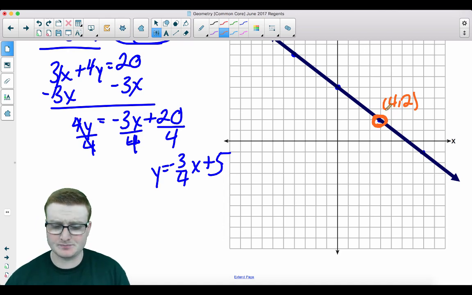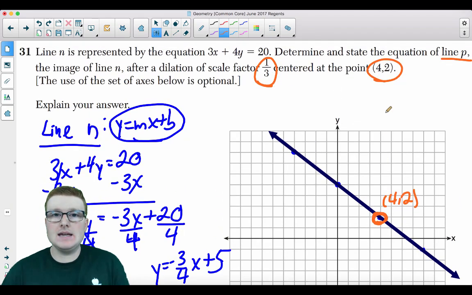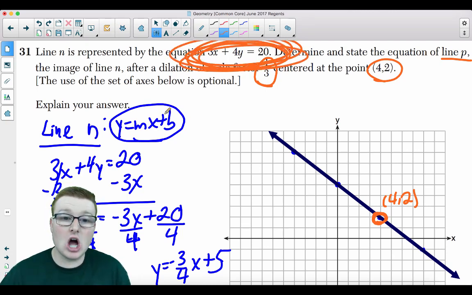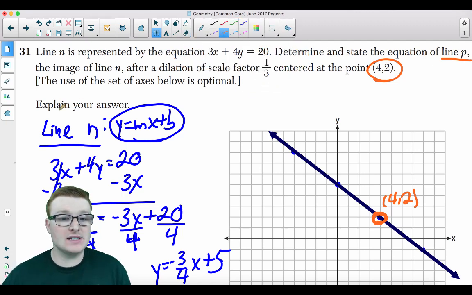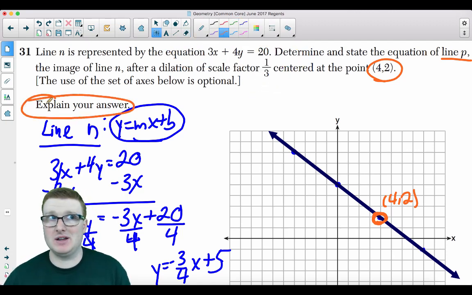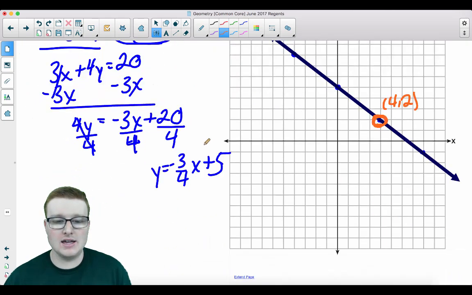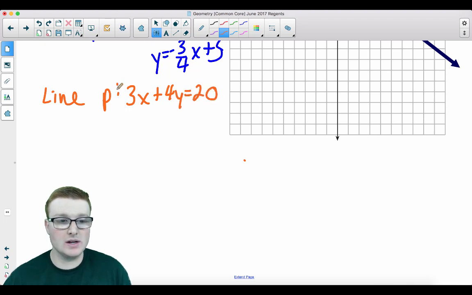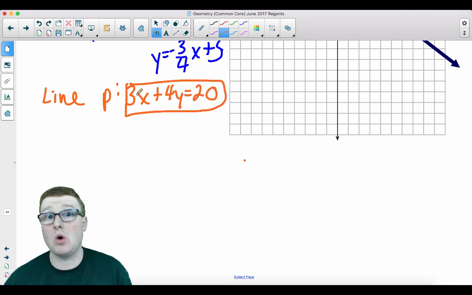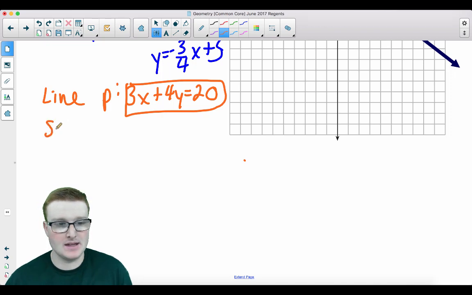What does that mean? Well, it means that your dilated line is the same thing. Your answer was on the paper. That's the answer. And there's a reason why they say explain your answer. They want to know why you know what it is. So here's your answer. Line P is actually the same line, 3x plus 4y equals 20. Well, the question is why? Here's your explanation.